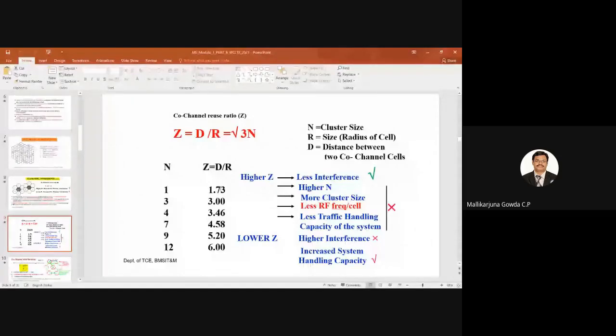So what we need to understand is, if the value of Z is high, there will be less co-channel interference. When the value of Z is high, and as the value of N increases the value of Z also increases. So when the value of N is high, the cluster size is more, right? Yes or no?